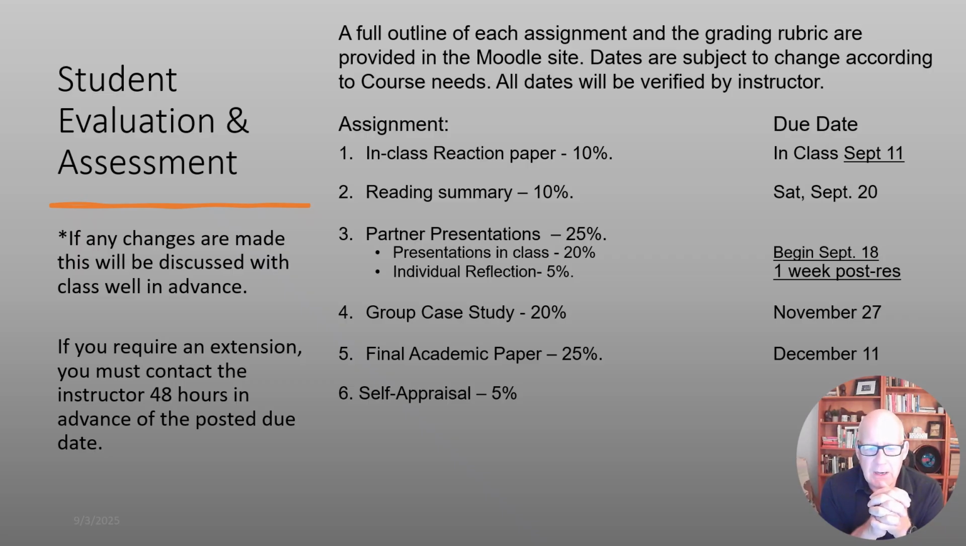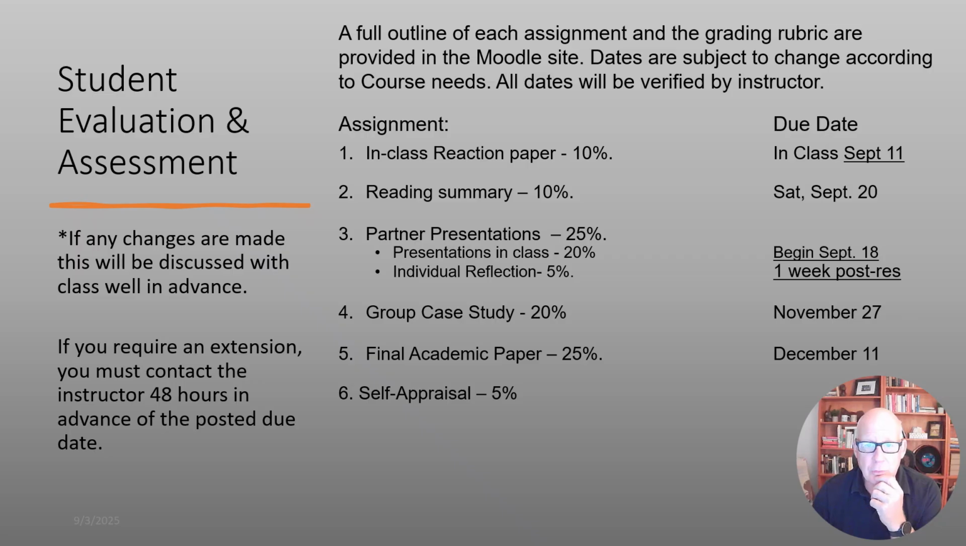There will be a group case study, so there'll be groups of 4 or 5, and you'll be given a case, and you'll do an activity on that. That'll be toward the end of the course, and then the final academic paper. This will be a traditional academic paper, around 10 pages, on a topic, hopefully connected to the reading summary or the article that you picked.